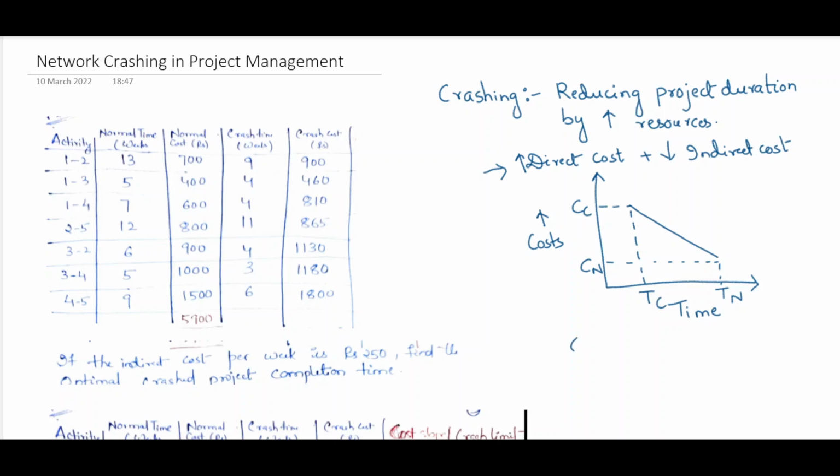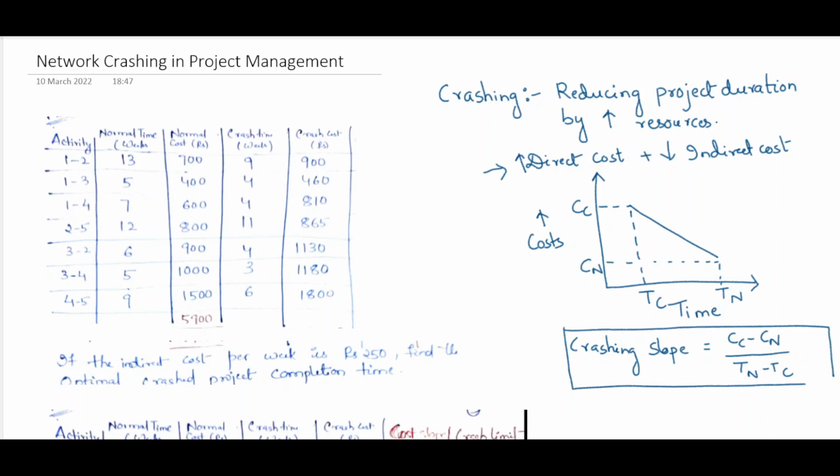So the slope is defined as the crashing slope. It is a normal mathematics slope, equal to Cc minus Cn divided by Tn minus Tc. This is our crashing slope, and it will be very useful while solving problems on crashing, and we can decide whether further crashing is good or bad.